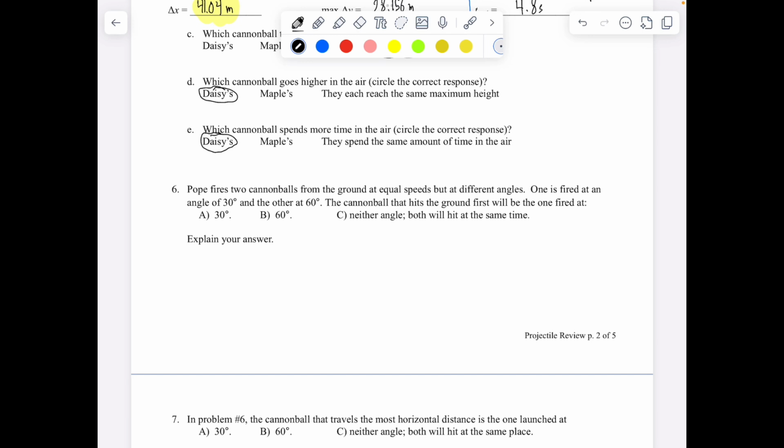Okay. For number 6, Pope fires 2 cannonballs from the ground at equal speeds but at different angles. One is fired at an angle of 30 degrees and the other at 60 degrees. The cannonball that hits the ground first will be the one fired at, well, let's draw a quick picture. We have one launched at 30 degrees. Let's just do our best guess. Say 30 degrees is something like that. It launches through the air, flies, follows a path like this. Now let's draw out our best picture for 60 degrees. Steeper than 45, maybe something like this.